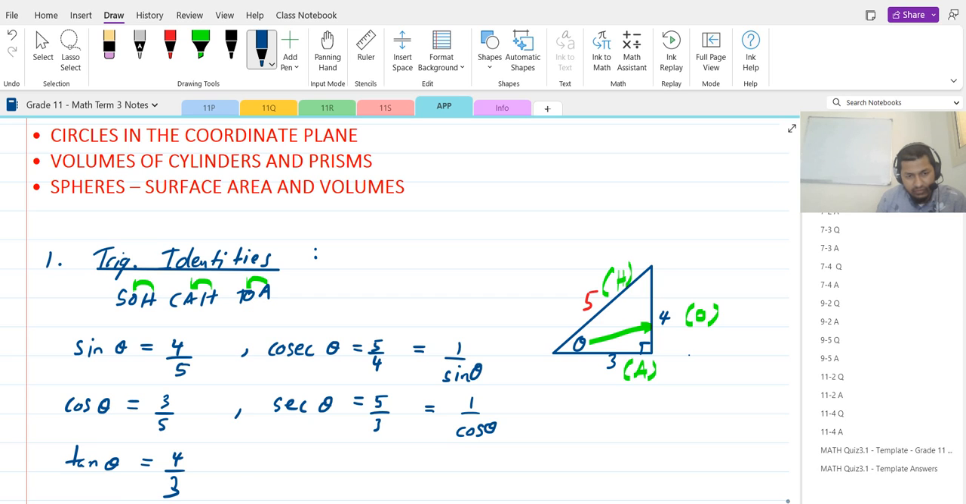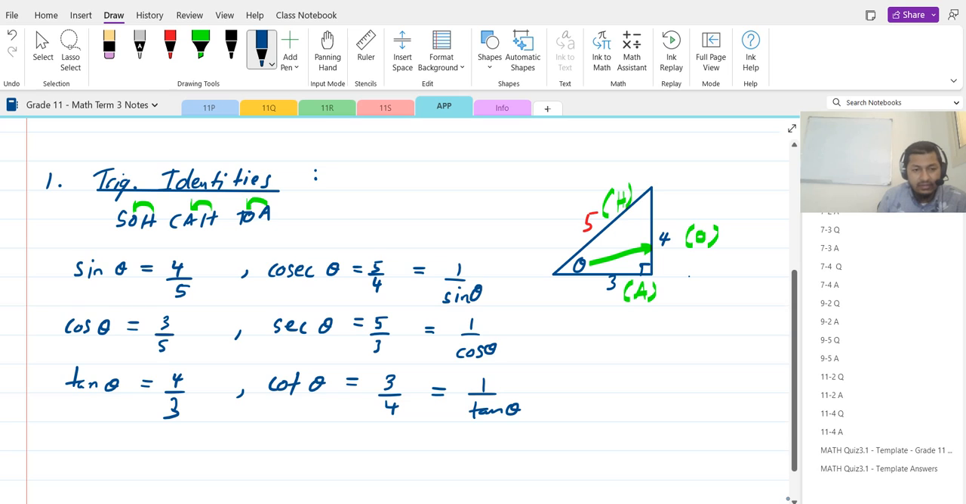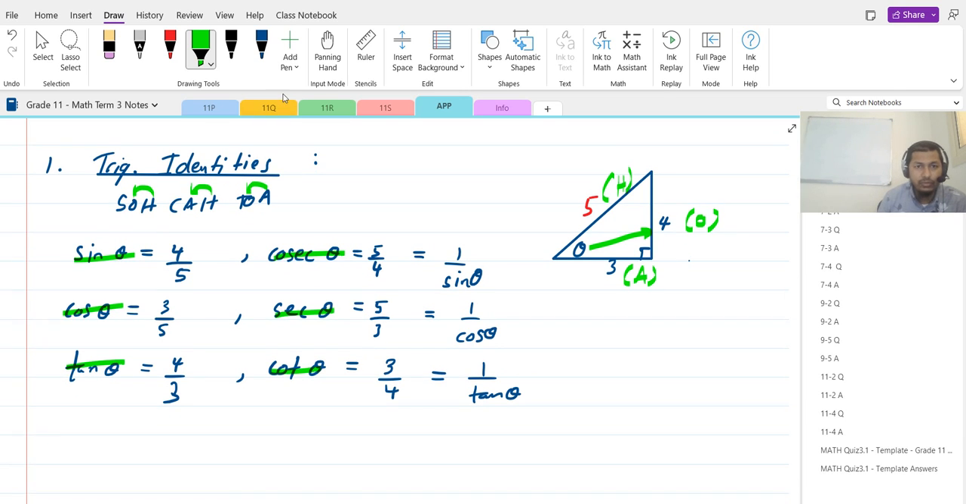4 over 3. And the reciprocal of tan is cot theta, which is 3 over 4, and that can be written as 1 divided by tan theta. Very important identity, very important trig ratios. There are 6 trigonometric ratios that you got to know: sine, cos, tan, cosec, sec, and cot. And knowing these as well, as no formulas will be provided.